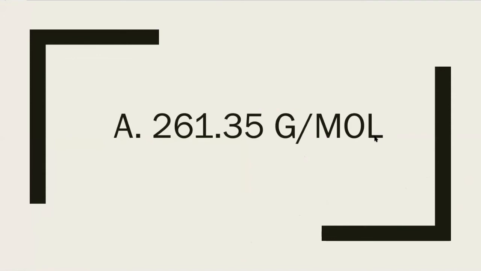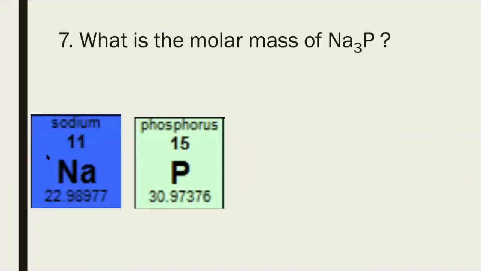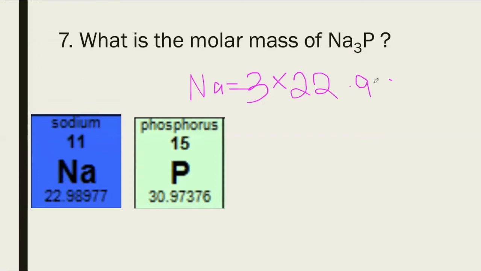Next, what is the molar mass of Na3P? So, Na, or sodium, has 3 atoms. So that will be 3 times, rounded off to 2 decimal places, 22.99. And P only has 1 kasi wala siyang subscript. So that will be 1 times 30.97.